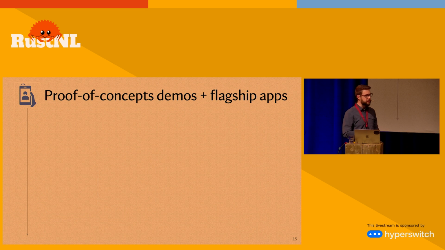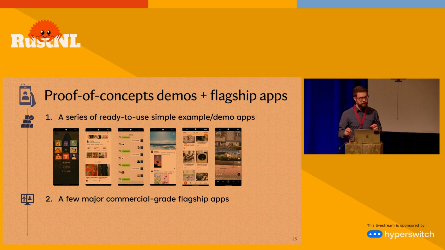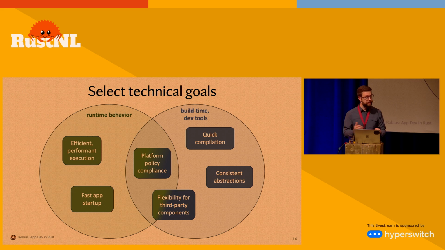We also want to establish and publish some proof-of-concept demo apps, not just simple ones where you can see how to recreate an eBay or Taobao style e-shopping app, but also more commercial, mainstream-grade flagship apps. For example, I'm working on a Matrix client, and I'll demo an imitation of LM Studio that other folks on our team have worked on. The general meta goal is that we want to make everything easy for a new developer to fork and quickly modify, with well-structured code and great documentation. Obviously, easier said than done.